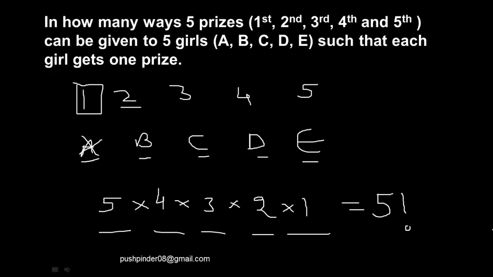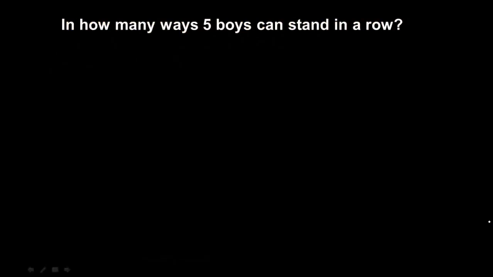So I hope you are understanding, right? I'm trying to build something here. This is a very simple question. 5 prizes to be distributed among 5 students. So the first prize can be given to any of the 5 girls. The second prize can be given to any of the 4 girls. The third prize can be given to any of the 3 girls, and so on, right? So let's move forward. In how many ways can 5 boys stand in a row? How would you do this question? Now this is again a similar kind of question, right?